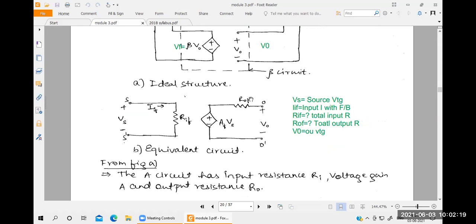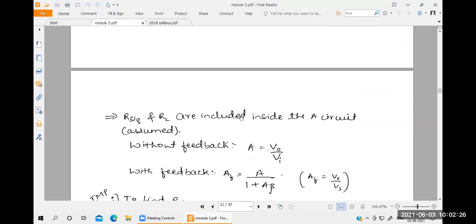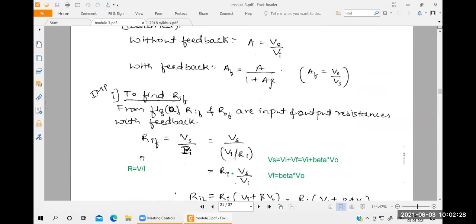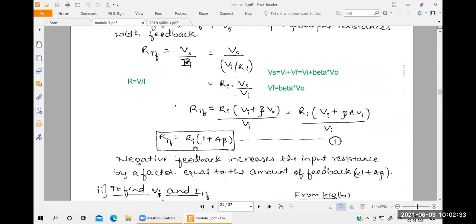Then you take ROF. Here you want to find the parameters RIF and ROF. So take RIF now. What did you get as the final equation for RIF? That is Ri into 1 plus A beta, which we discussed in the previous class. So this one is the equation. After deriving the Ohm's law equation, we get RIF is equal to Ri into 1 plus A beta. This is equation number 1.